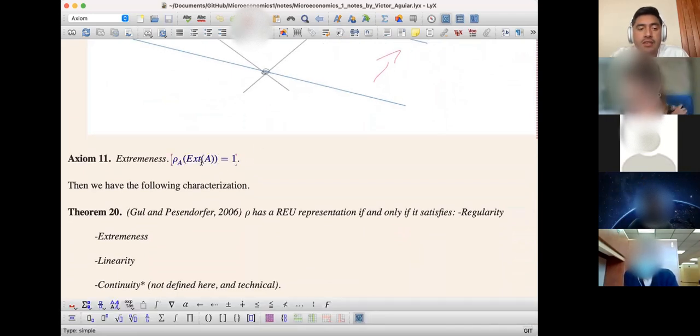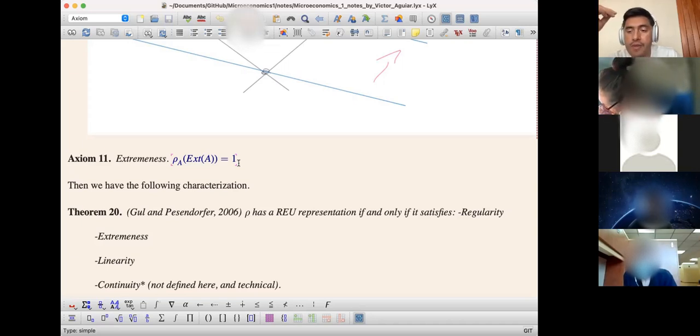Okay. So what is the next assumption? It essentially says that the probability of the extreme points of A is equal to 1. And again, this covers the cases of polygon-shaped choice sets that have extremes. Hence, it's not ruling out things that are richer, which are more complex. Okay, great.